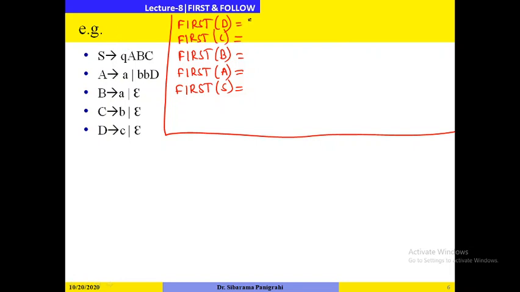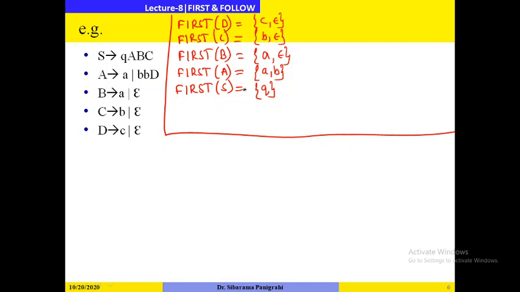What is first of D? I want answers from your side. C and epsilon. Yeah, absolutely correct. So similarly, the first of C will contain B, epsilon. First of B will contain A, epsilon. First of A will contain A comma B. First of S will contain Q. I hope all of you have got this much. If you haven't got this much, please respond back to me so that I will explain how you have got this much. All of you have got this much?